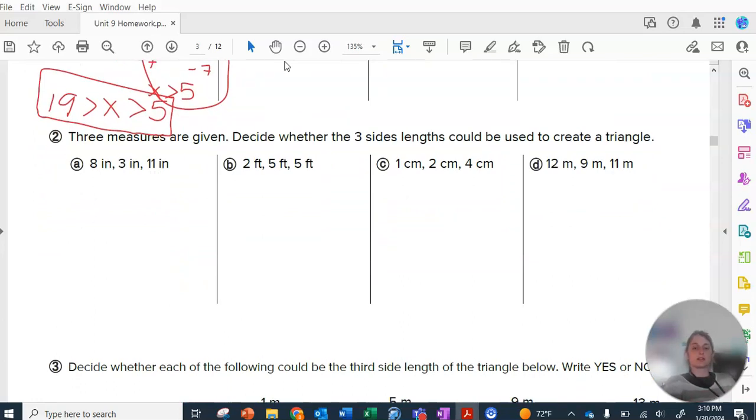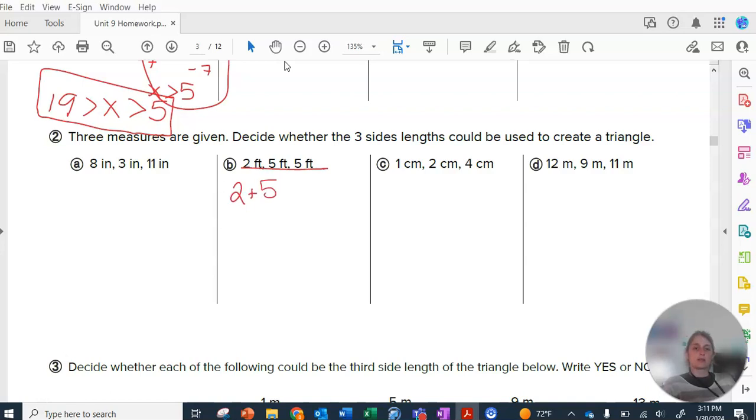3 measurements are given. Decide whether the 3 sides could be used to create a triangle. Okay, everybody did this part. So if it's a triangle, then 1 no means no. 3 yeses mean yes. So I'm going to pick this one right here. It looks like it's an isosceles triangle because it has 2 of the 5s that are the same, 2 sides that are the same. And I'm going to test.